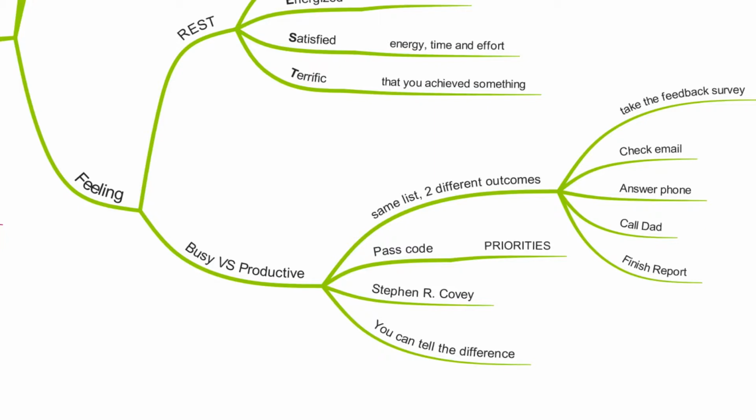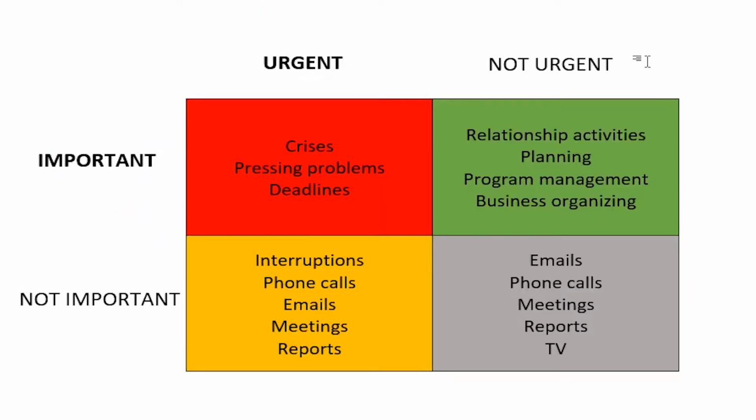And I can't think of any strong reference for this than the Urgent Important Matrix by Stephen R. Covey. In his Urgent Important Matrix, he classified things as urgent and not urgent, important and not important. And then in the matrix, you have these 4 results. You have the urgent, important things to do, and these are the crisis or the pressing problems, deadlines. These things require your immediate actions.